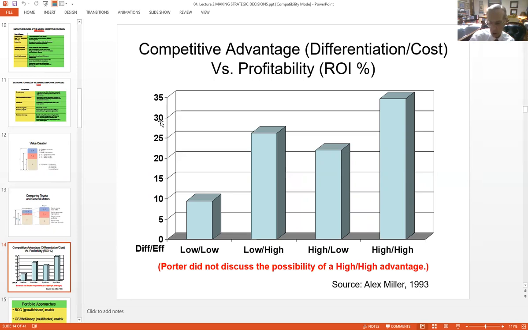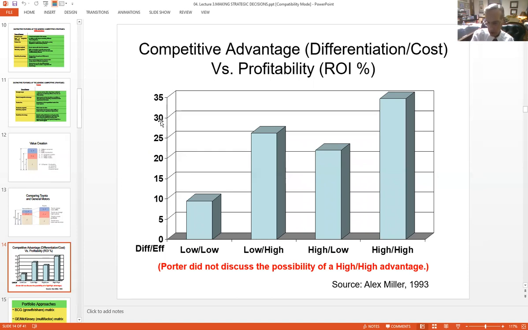And so low means that the strategy had low differentiation and did not have high efficiency. It was low on that score as well. Low efficiency means high cost. So the bar on the far left represents companies whose costs are high and differentiation is low. So low differentiation, low efficiency, meaning high cost. So you've got to translate this diagram.